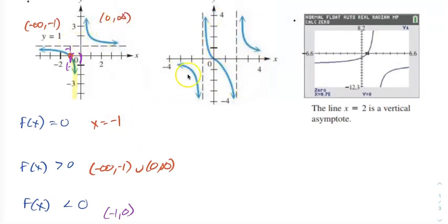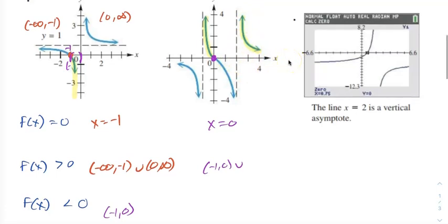Okay, right here. Where does it equal 0? It only equals 0 at one spot, right there at 0. So it equals 0 at 0. Then I want to know where is it greater than 0? Well, it's greater than 0 here and here. Look right here. It starts at, it looks like -1 again, all the way to 0. So -1 to 0. Union, where is it also greater than 0? Right here. That starts at 2 and goes on forever. So 2 to infinity.